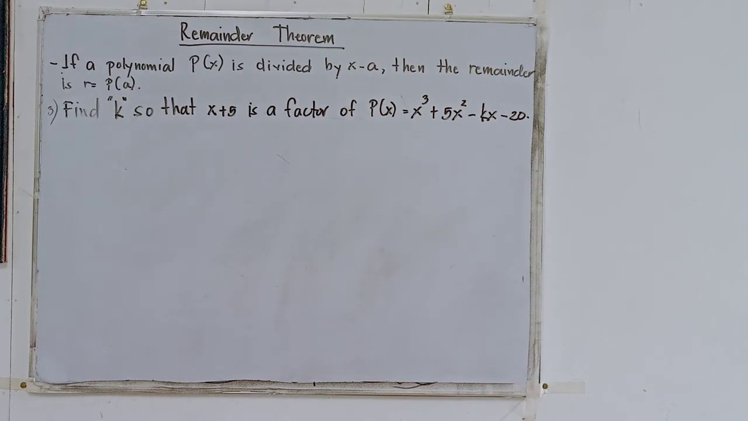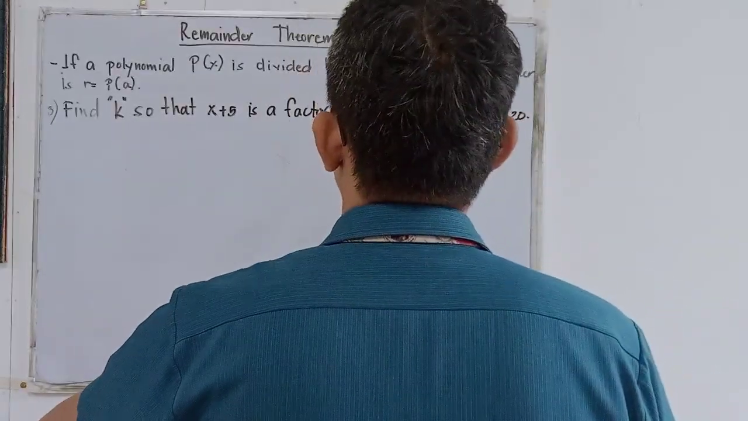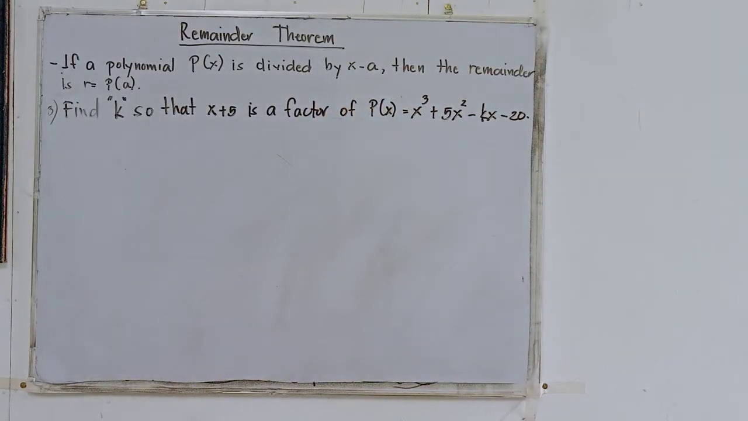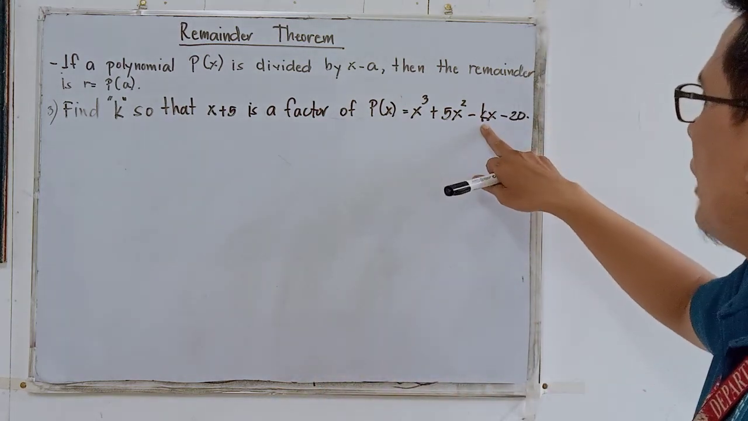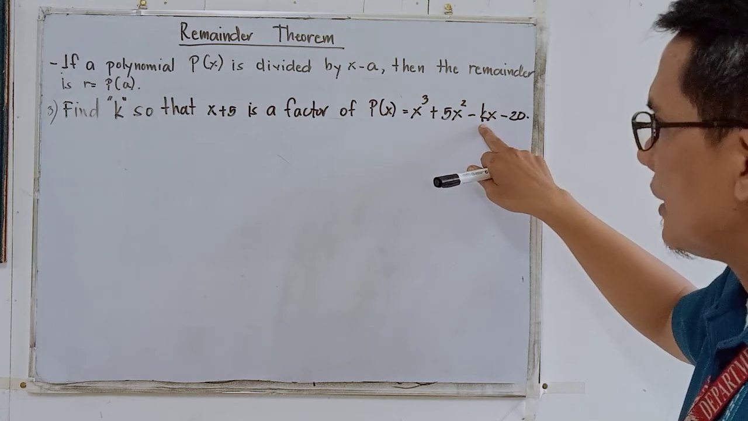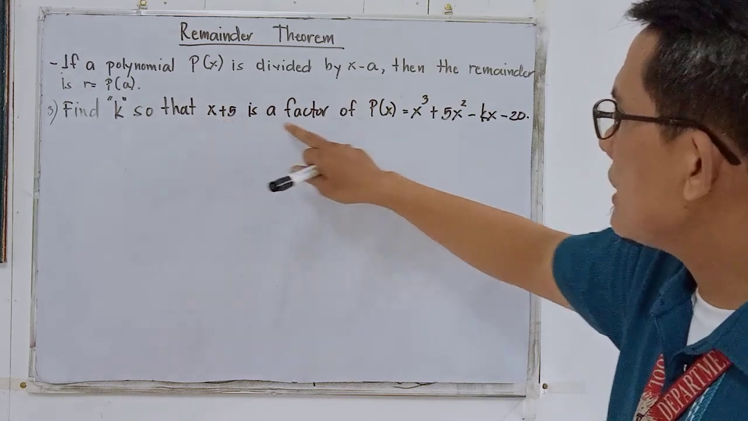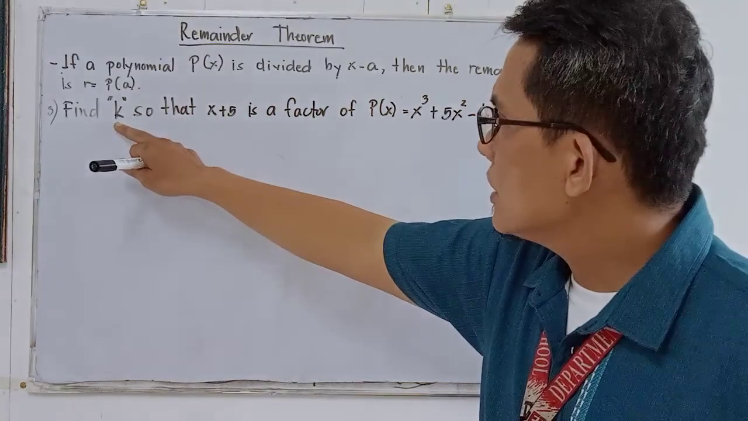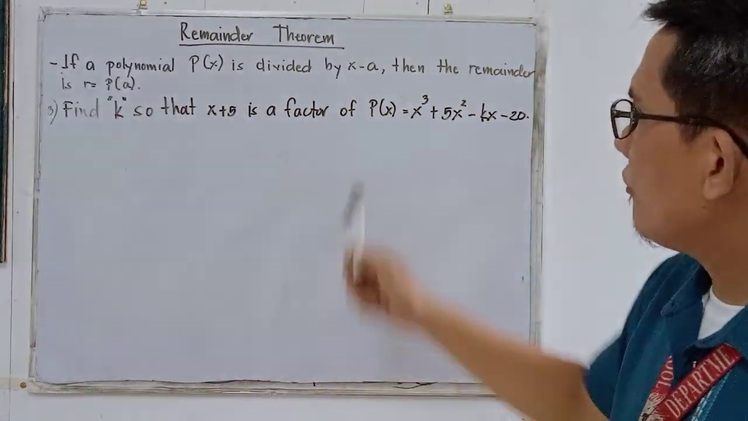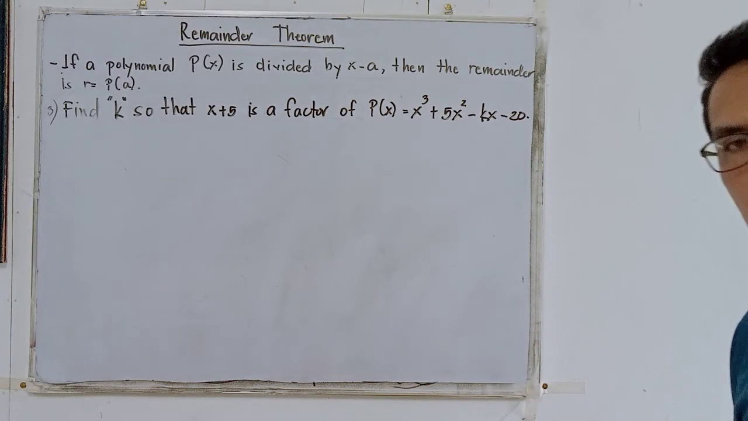Okay, now for our example number 3, find k so that x plus 5 is a factor of our p of x is equal to x cubed plus 5x squared minus kx minus 20. So the problem here is we have an unknown value, the value of k. But the problem states that x plus 5 is a factor of this one after we have solved for the value of k. So if this is a factor, it does not have a remainder.